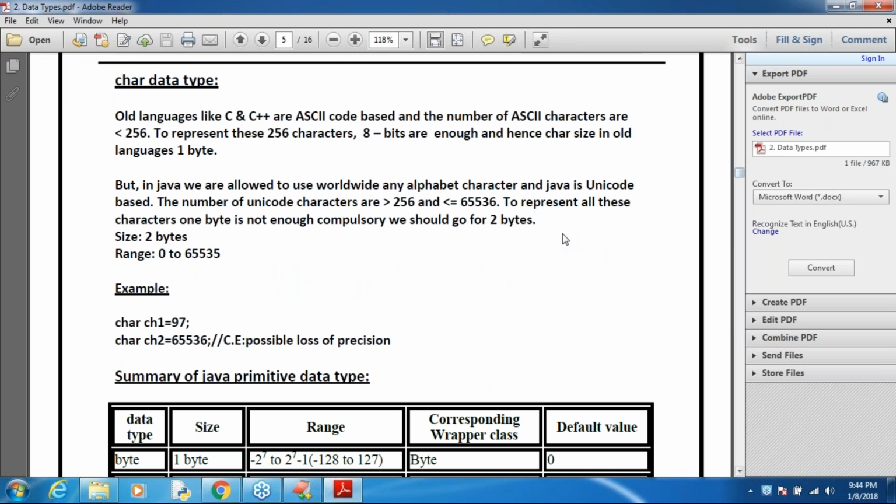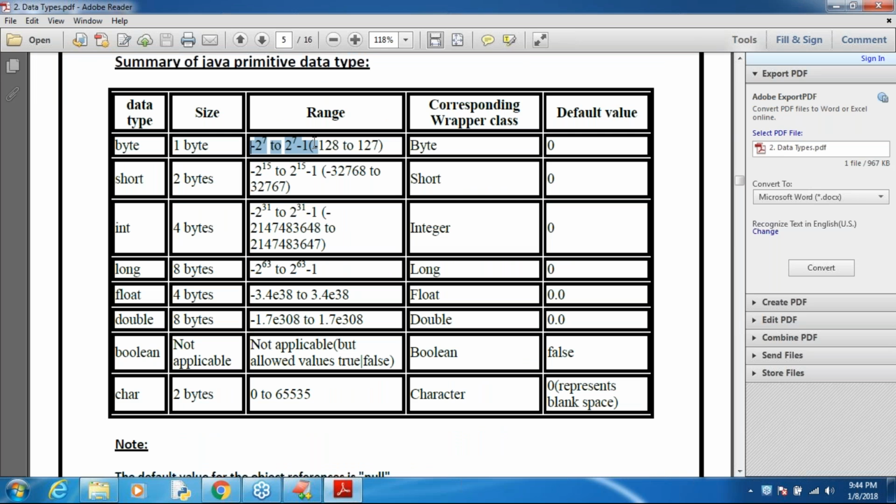Byte, what is the size? 1 byte. What is the range? -2 power 7 to 2 power 7 minus 1, that is -128 to 127. Next, for every primitive data type, the corresponding wrapper class is also available. What is the corresponding wrapper class? Byte type, default value is 0.